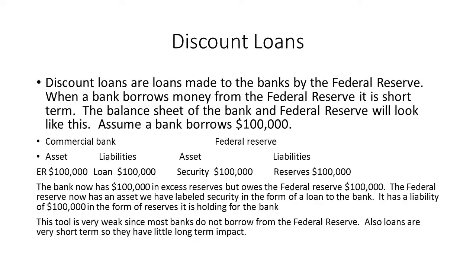One reason it's a weak tool is it's not considered a right, it's considered a privilege, and so banks are really reluctant to borrow from the Federal Reserve for that reason, for fear that it could call a surprise audit on them, and the Federal Reserve can do a surprise audit.